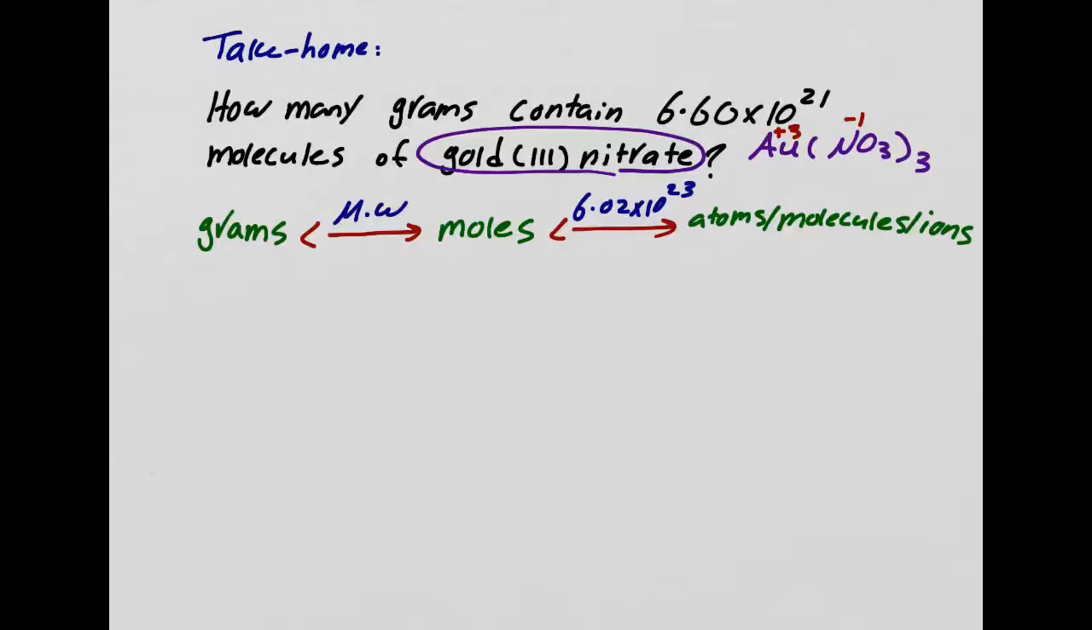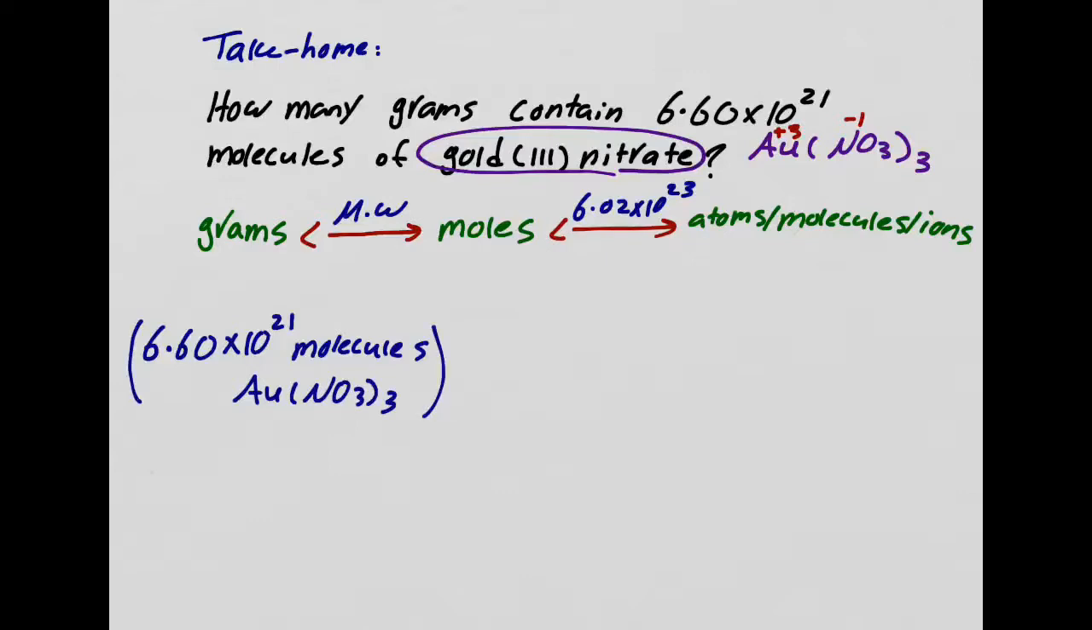So I'm going to write down what's given to you. You should always write down what's given to you. 6.60 times 10 to the 21st molecules of AuNO3 3. Are we good so far? Okay, so this is what's given to me. Where am I? I am right here, but what I want to get to is over here. I have molecules. What I want to get to is grams.